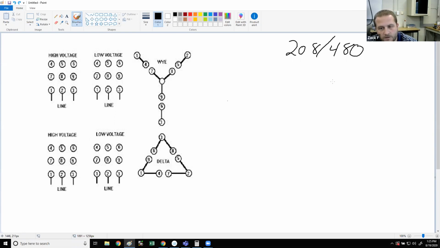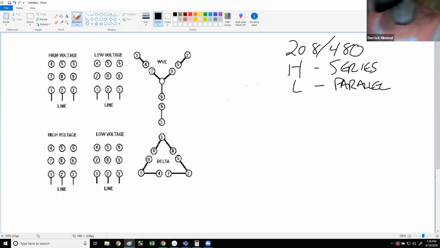For high voltage operation, series or parallel? What do you think? Series. And low voltage, you parallel, right? Why do you think that is? Because in parallel, the voltage is shared across all the parallel branches, right?